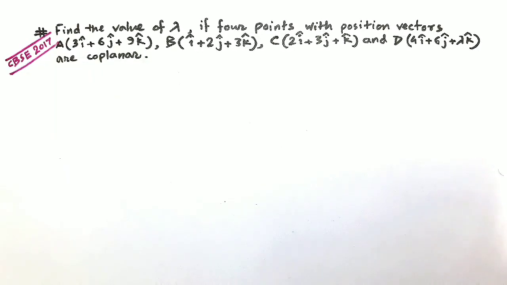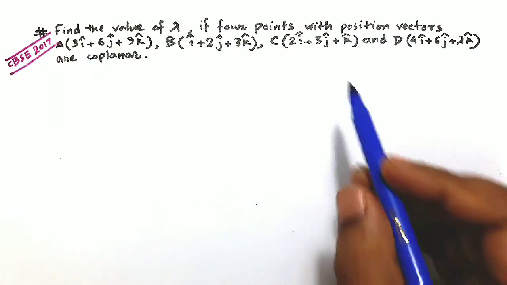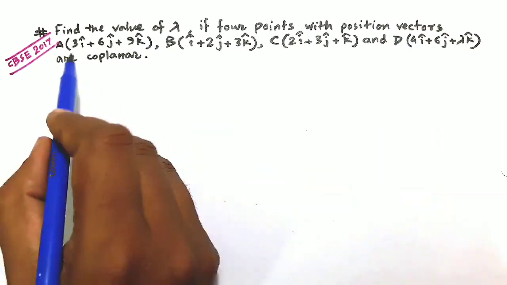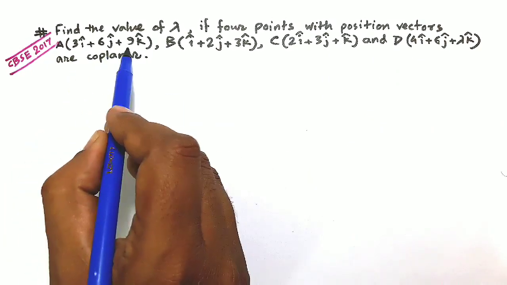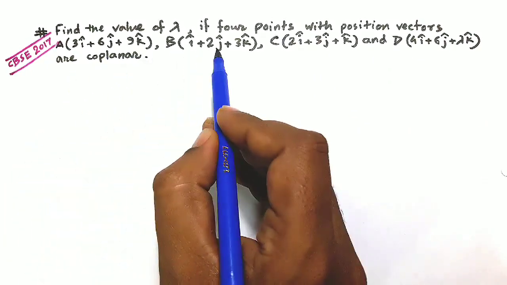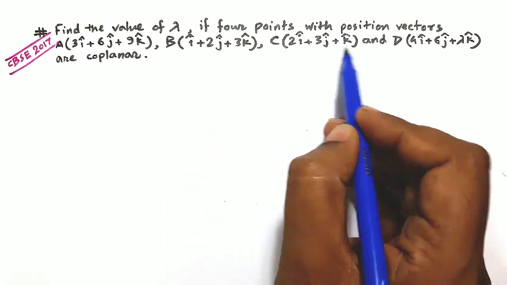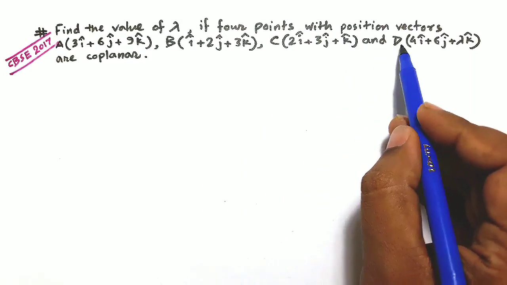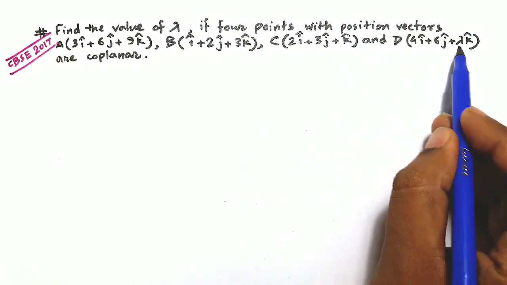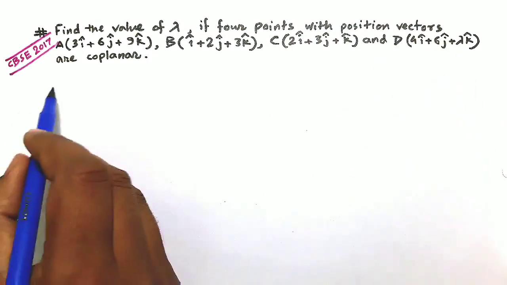Our next problem is: find the value of lambda if 4 points with position vectors A 3i cap plus 6j cap plus 9k cap, B i cap plus 2j cap plus 3k cap, C 2i cap plus 3j cap plus k cap, and finally D 4i cap plus 6j cap plus lambda k cap are coplanar.